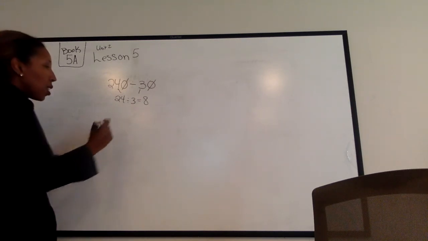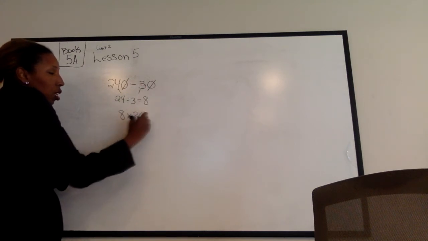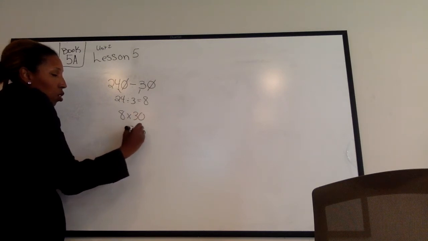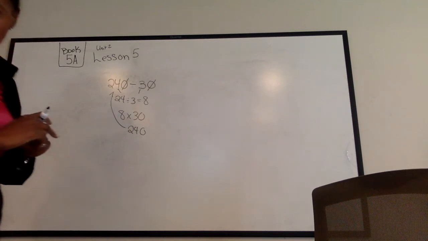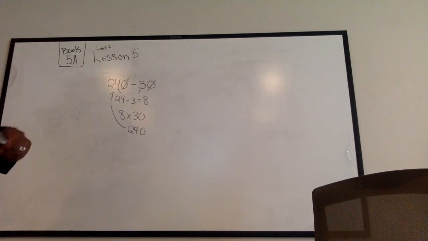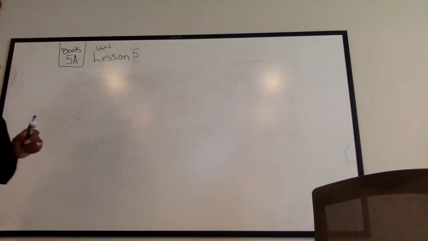And we can check it by saying 8 times 30. And we know the 0. 8 times 3 is 24, 240, which brings us back to the start. Okay, so it's not that hard. You guys should, after a few problems, get into the hang of it. All right, let's look at another one.